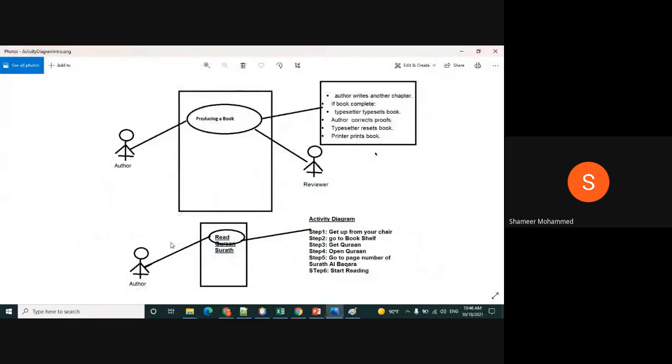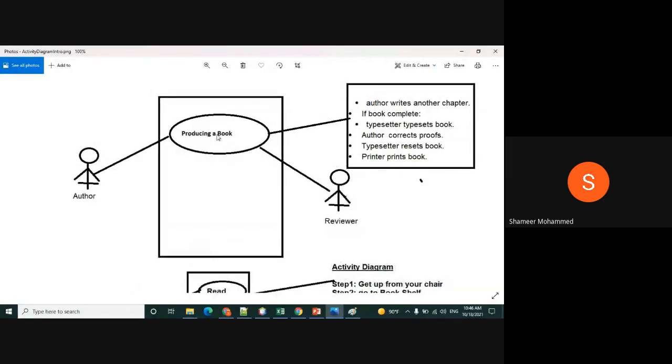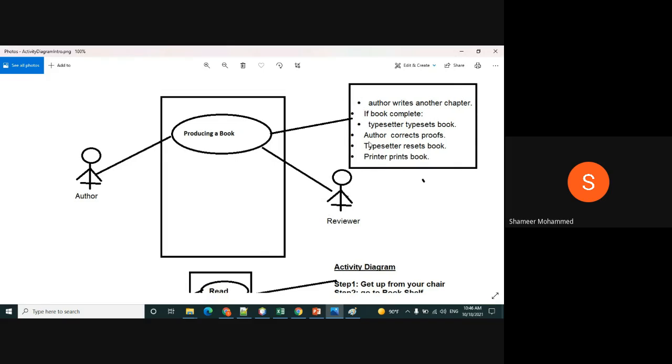This one. Producing a book. Author will produce a book. Reviewer will review a book. Another person will typeset. Another person will print. So this use case is in detail. I am drawing it with the help of an activity diagram.